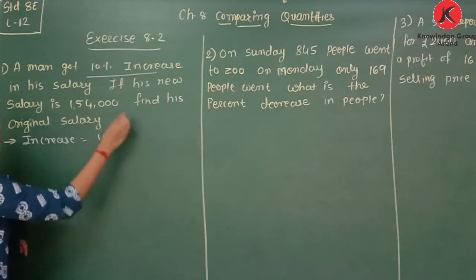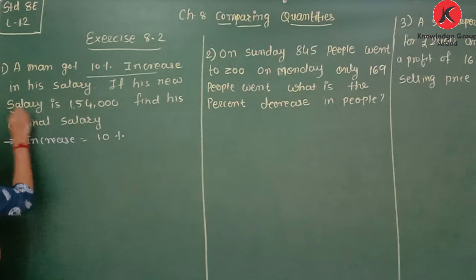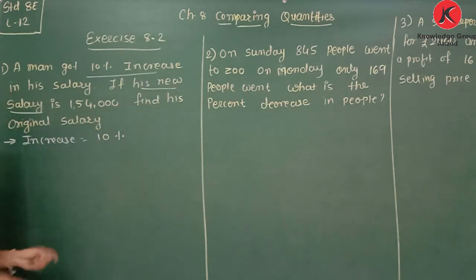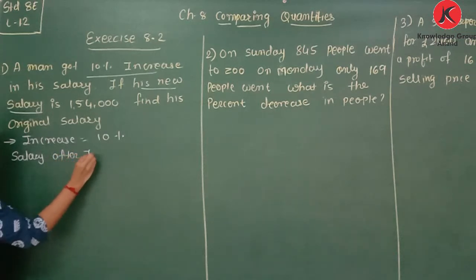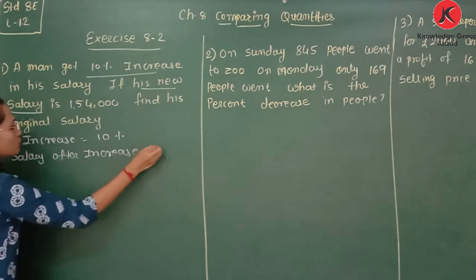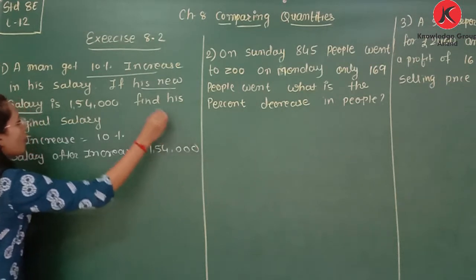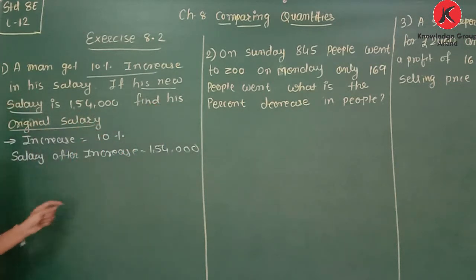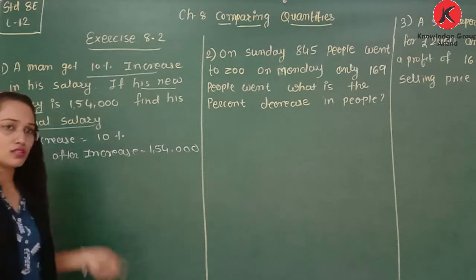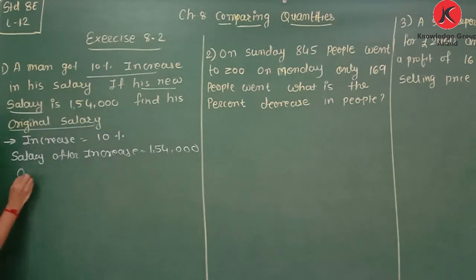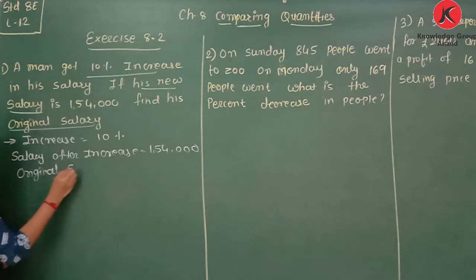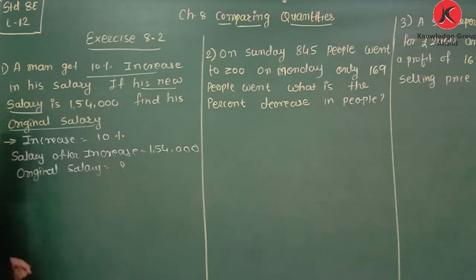is equal to 10%. If his new salary means it is the value after increase. Okay, so we can write salary after increase is equal to 1,54,000. Find his original salary. Means the original value is not given and we know that increase is always calculated on the original value. So we cannot use the direct equation. Original salary we need to find. So we cannot use the direct equation. We need to use the cross multiply method.